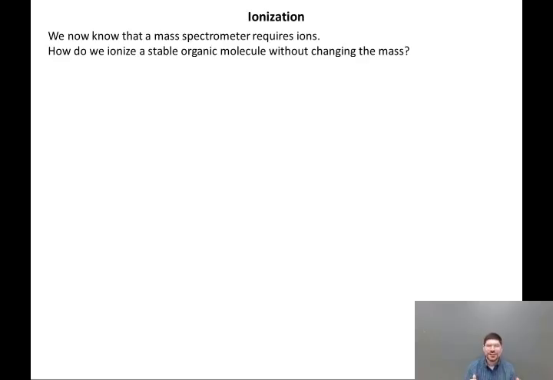Okay, we've already talked in class about ways that you can ionize a molecule. You could remove a hydrogen that is acidic. That will generate an ion. You can protonate a basic site. That will generate an ion. You can have a leaving group leave. That will generate an ion. But all of those processes will change the mass.